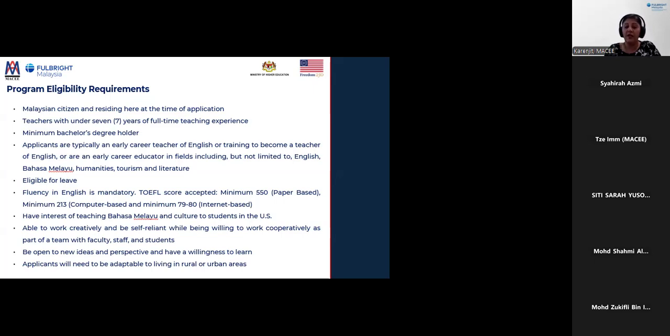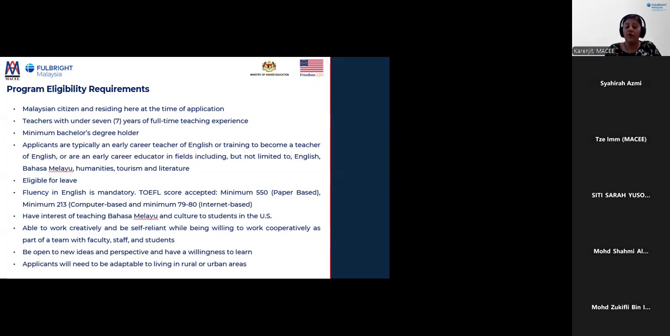Okay. Now, in terms of what subjects or areas you're looking at, you can be a teacher of English, or a teacher in training for English, or even an early educator in other fields, not just limited to English, but even open to those who are teaching Bahasa Melayu, areas such as humanities, tourism, and even literature.